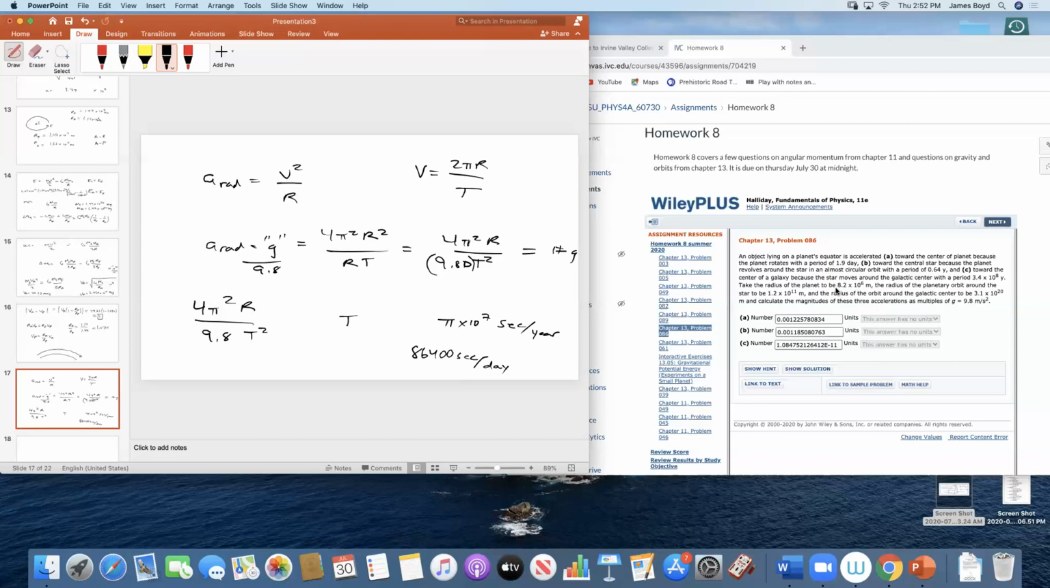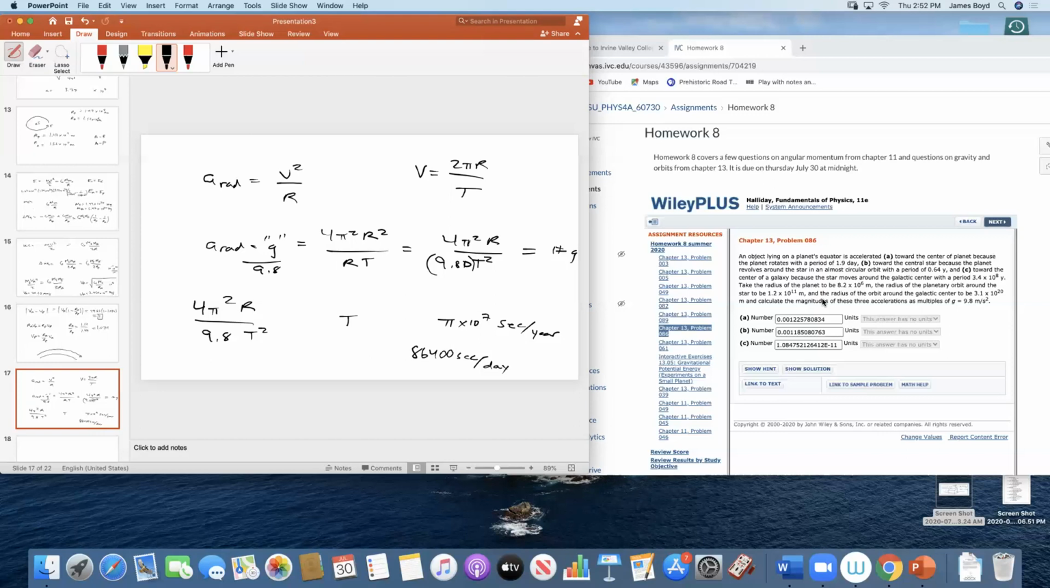So the first one, it says, if you're orbiting around a planet with a period of 1.9 days, you would do 1.9 times 86,400 and plug that in, square it. It gives you r at the end of the problem here. It tells you this is 8.2 times 10 to the 6 meters. Don't forget the 9.8. For the next one, it gives you a different radius and a different time in years.